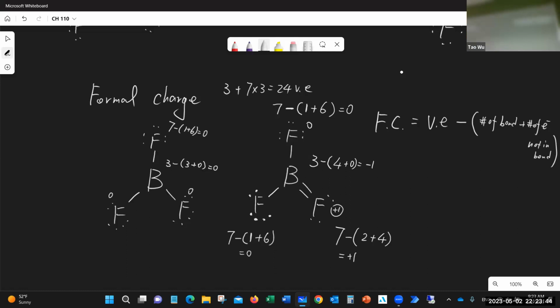Okay, so you can turn the page for study guide 21. Turn the page, study guide 21. You can use the formal charge to figure out question number 6, which one will be the best Lewis structure for this compound. Page 21, question 6.